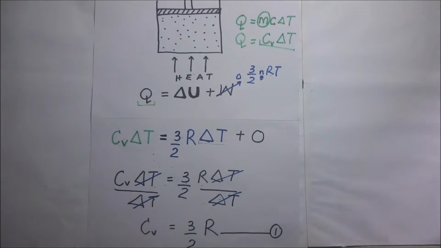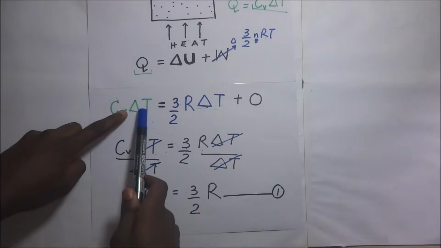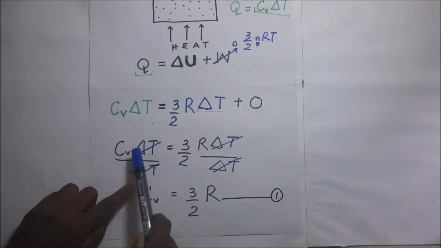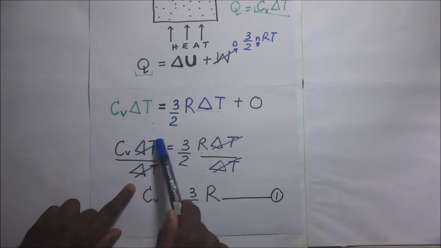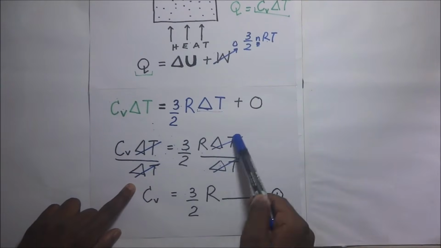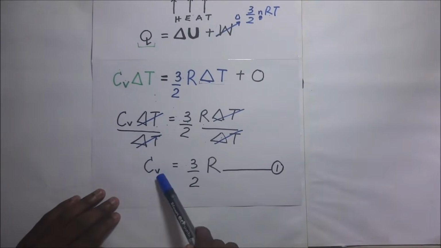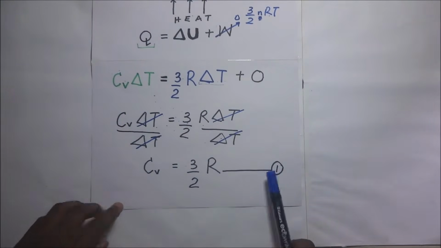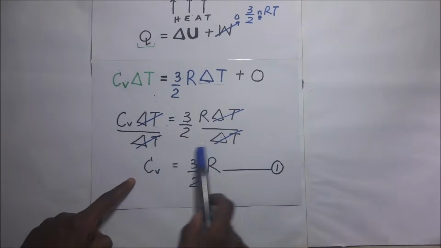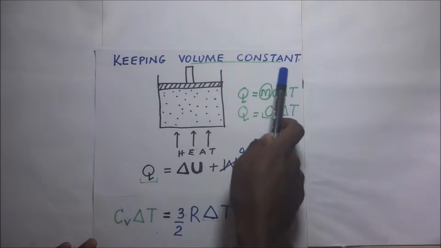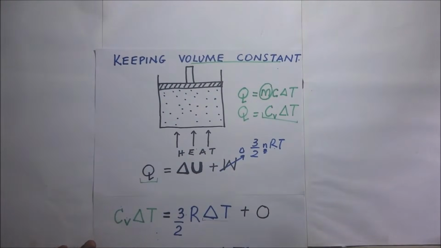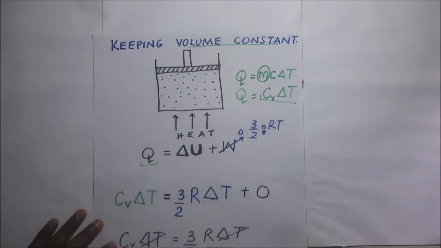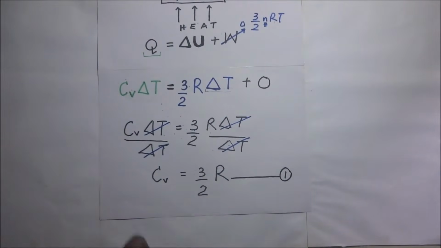Of course, when we continue with this expression, we divide by the change in temperature on both sides. CV dT, the change in temperature on both sides, cancel out and we remain with CV being equal to 3 over 2 R. And that formulates our first equation. This is the first expression we get when we keep the volume constant. So we are going to go ahead and keep the pressure constant and get another expression, and we see how we relate that expression to this expression.